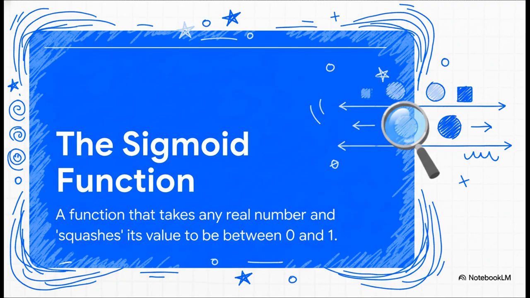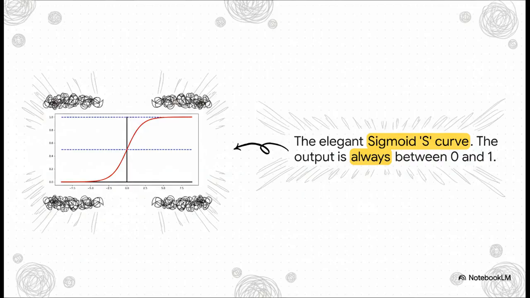You'll also hear it called the logistic function. And honestly, its superpower is beautiful in its simplicity. All it does is take any number you throw at it, positive, negative, huge, tiny, doesn't matter, and it just squishes it. So the output is always, always a value somewhere between 0 and 1. And here it is in all its glory. Just look at that elegant S shape. That is the whole secret.